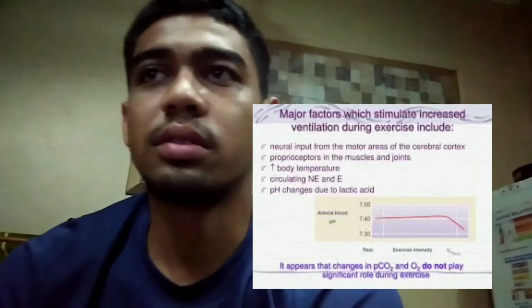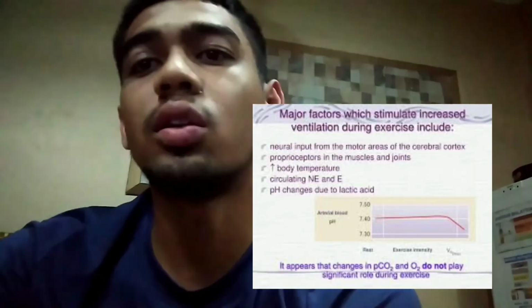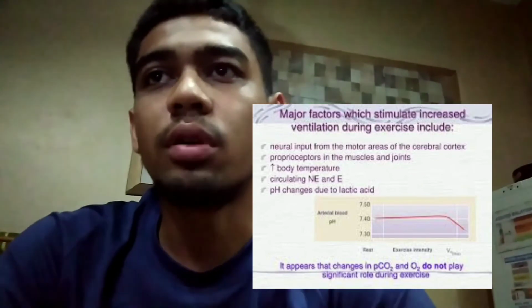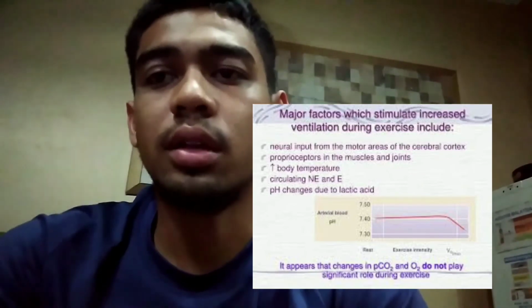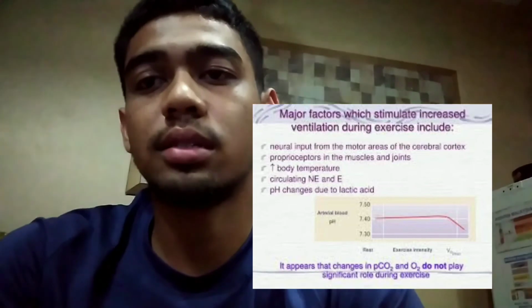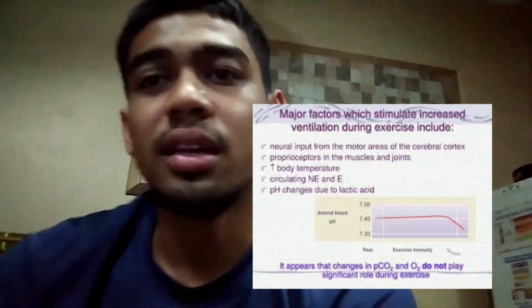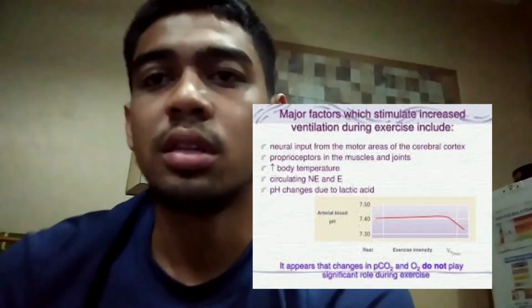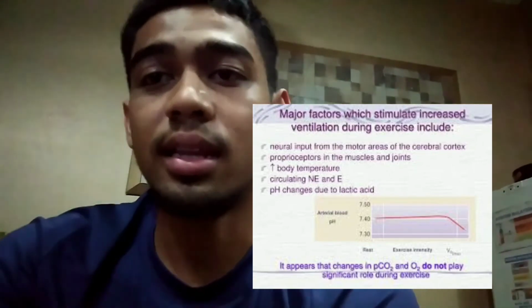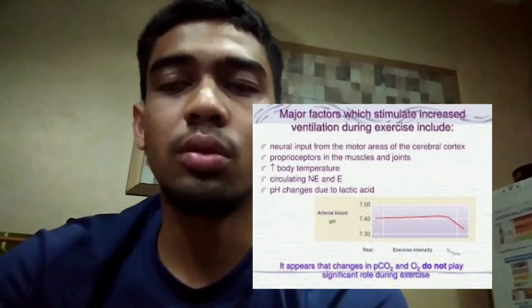Major factors which stimulate increased ventilation during exercise include neural input from the motor areas of the cerebral cortex, proprioceptors in the muscle and joint, increased body temperature, circulating epinephrine and norepinephrine, and pH changes due to lactic acid.